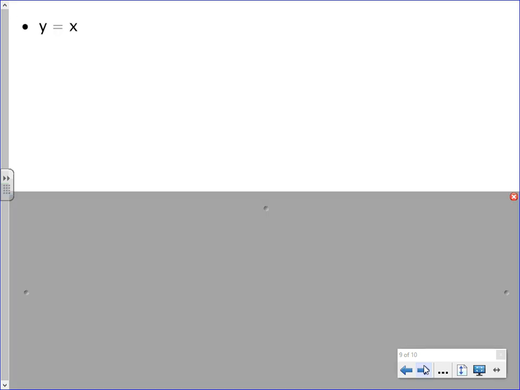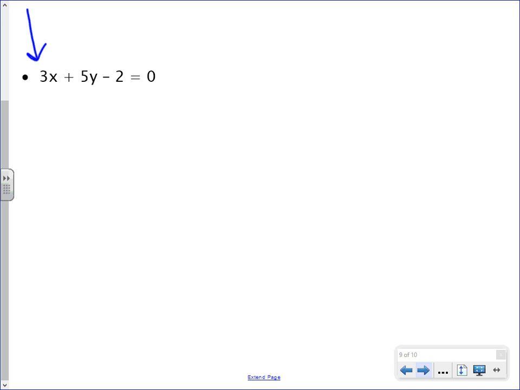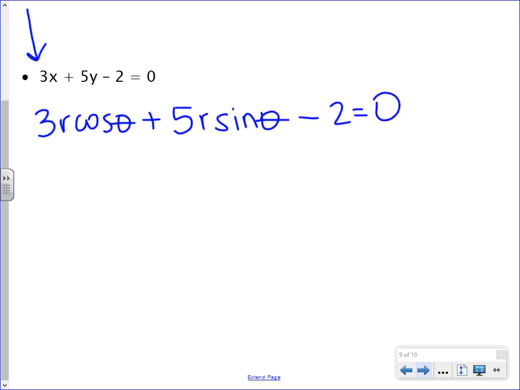Okay. All right. This is the last one we're going to do right here. Write that one down. 3x plus 5y minus 2 equals 0. Okay? I'll be very straightforward with you. If you do not know where to go in a conversion, plug r cosine theta in for x. Plug r sine theta in for y. From there, just rearrange. Okay?